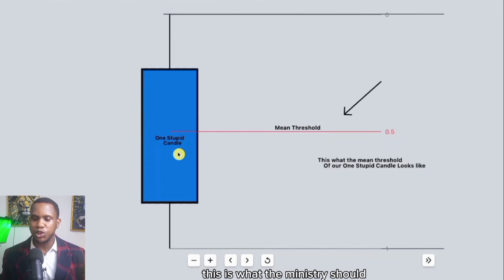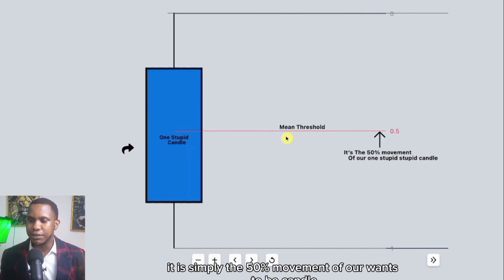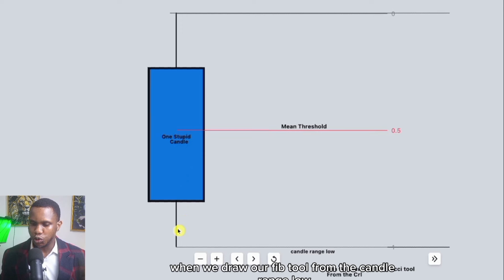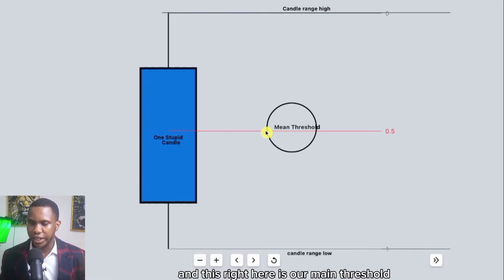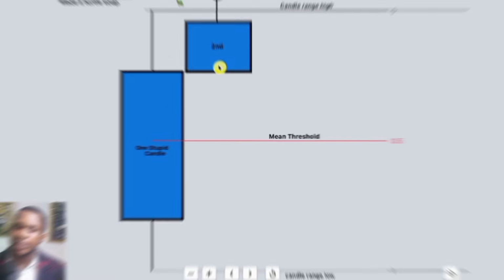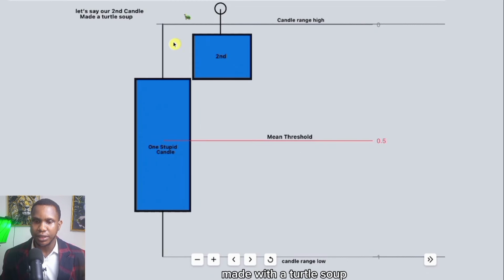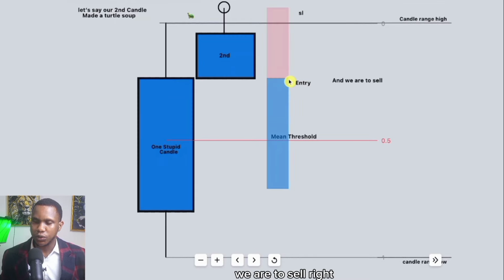This is what the main threshold of our one stupid candle looks like. It is simply the 50% movement of our one stupid candle. When we draw our fib tool from the candle range low to the candle range high, this right here is our main threshold. Let's say our second candle in the market made a turtle soup. We are to sell, right?